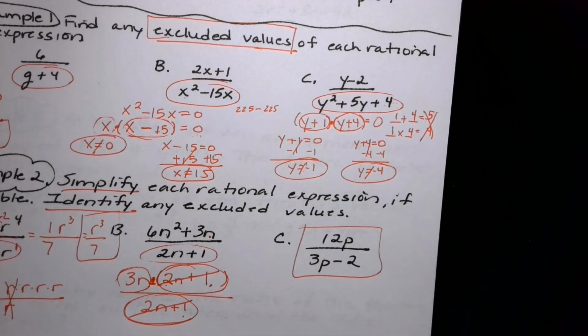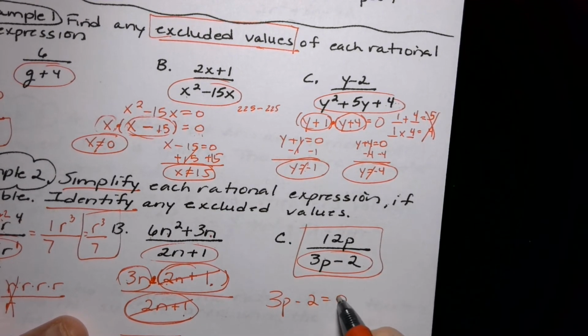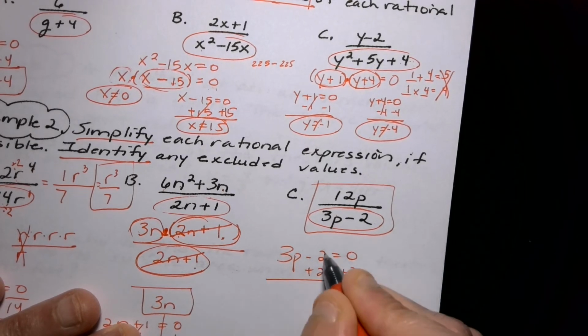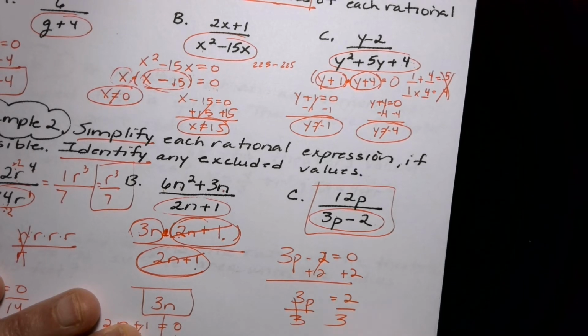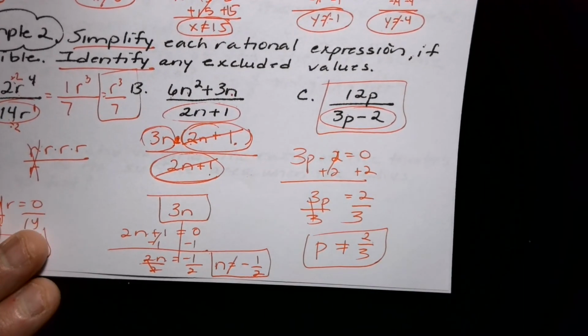That's my answer for simplifying. Now I need to find the excluded number, so I take the bottom and set it equal to 0. Add 2 to both sides. Divide by 3. And p cannot be, whoopsie, I'm so sorry, 2/3.